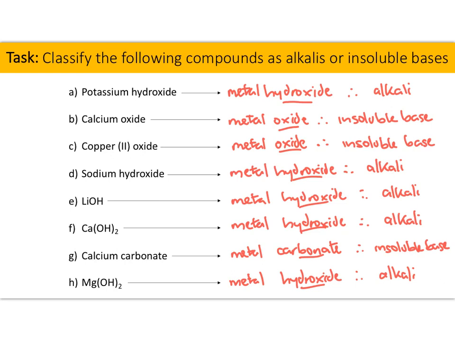So potassium hydroxide is an alkali, calcium oxide is an insoluble base, copper oxide is an insoluble base, sodium hydroxide is an alkali, lithium hydroxide is an alkali, calcium hydroxide is an alkali, calcium carbonate is an insoluble base, and magnesium hydroxide is an alkali. In truth, magnesium hydroxide isn't terribly soluble in water, although it is a little bit. So it's a little bit dodgy, that one. But again, for the purposes of our GCSE, I think it's safest to think that hydroxides are alkalis and metal oxides and metal carbonates are insoluble bases.